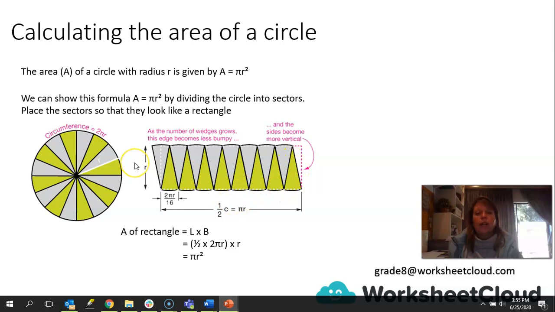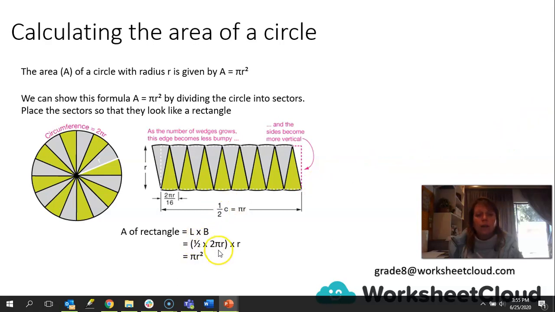All right, so that it ends up being more or less like a rectangle. So you know that to find the area of a rectangle is length times breadth. You also know that doing it this way, that is half the circumference of the circle, and circumference we work out by saying 2 pi r. All right, so half of the circumference, half times 2 pi r, times by the radius, which is actually your breadth of your rectangle. All right, cancel that all out.